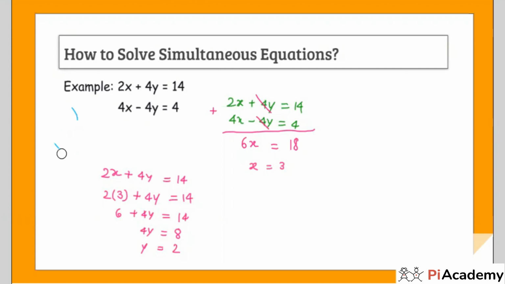2x plus 4y, that is going to be 6x, and 4y minus 4y is 0. Now 14 plus 4 is 18. So x equals 3. Nothing to worry about. Now just substitute the value of x here. You can take any equation. Substitute the value of x because you know x, right? If you know x, you can figure out the value of y.